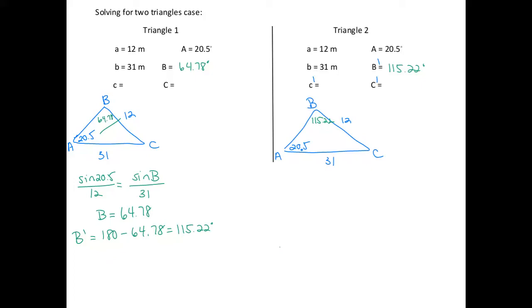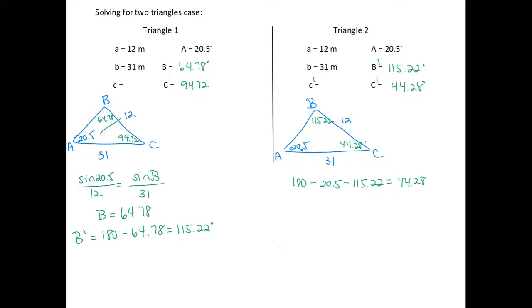And then if we use the triangle angle sum, you should be able to get angle C as 94.72. And then we can do the same thing with angle C prime over here. We'll just take 180 minus the 20.5 and the 115.22, because that is part of that secondary triangle. And when we subtract those, we're looking at 44.28. So angles all done. Now we just have to solve for all of the missing sides that remain.